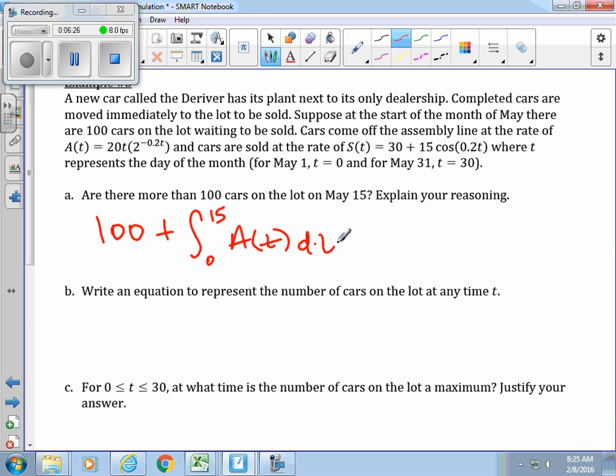And yes, this is enough work for AP. If this is a calculator problem, you don't have to show the antiderivative or anything on a calculator problem. Now, what does 100 plus the integral from 0 to 15 of A of T dt give you? That's all the cars that were put on the lot. What do I have to then do? Subtract how many cars leave the lot in those 15 days. Type all of that in your calculator.